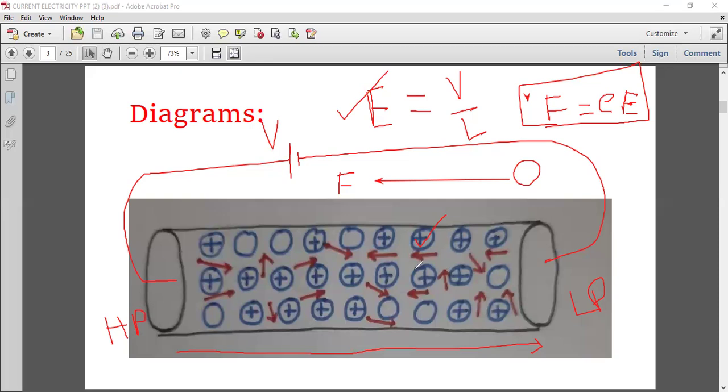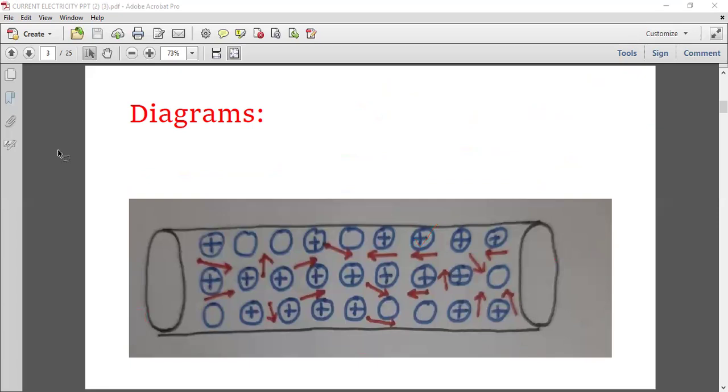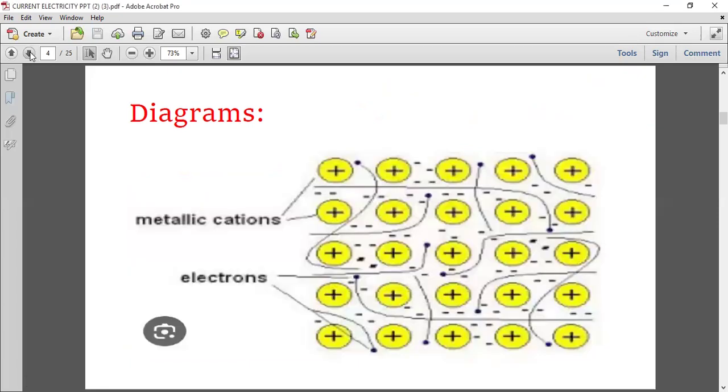During this, they will suffer collision with the positive ions, and in these collisions, they lose their entire energy and come momentarily to rest. But due to the existing potential difference, what will happen? Once again, they will accelerate, फिर से वो accelerate करेंगे. Once again, they will suffer collision with the positive ions and come momentarily to rest. Therefore, this process will take place again and again for all the free electrons. सभी free electrons के साथ यही होगा बार बार.